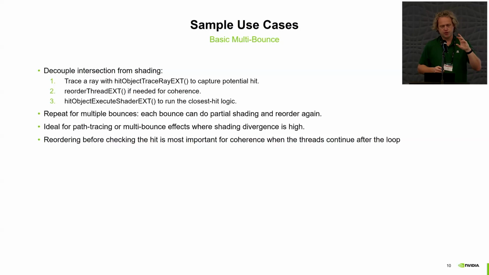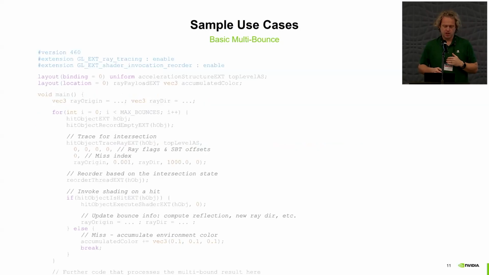And so doing this explicit reordering, rather than relying on any implicit reordering that the implementation does within the traditional ray pipeline, is most important when you want coherence at the end of the loop. And so here's the sample code. This is in the proposed exact syntax.